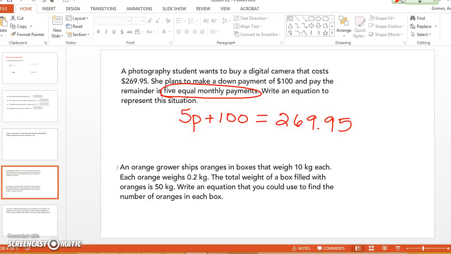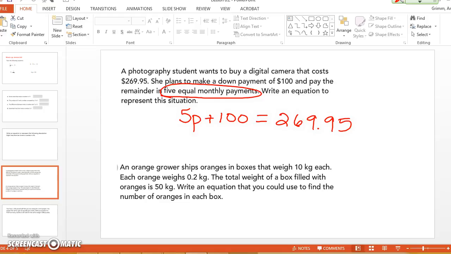These are very, very big equations we'll work with a lot, because these are called linear equations, so you're going to see this forever, like all the way through 9th grade. You see them a lot. All right, now this next one I think is a little harder. It says an orange grower ships oranges in a box that weighs 10 kilograms each. Each orange weighs 0.2 kilograms. The total weight of the box filled with oranges is 50.